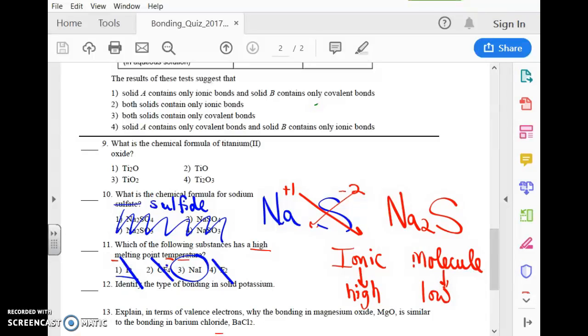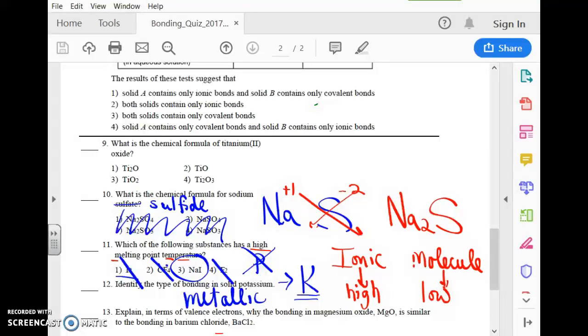Number 12, identify the type of bonding in solid potassium. Well, guys, potassium is K. If you think it's P, you're going to get the wrong answer. P is a nonmetal, and P would have covalent bonding. It's not that. K is a metal, so it's metallic bonding. Notice how sneaky they are. This is a Regents question, and they want to trip you up. They want you to think P when in reality it's K. Don't let them fool you, or me for that matter.